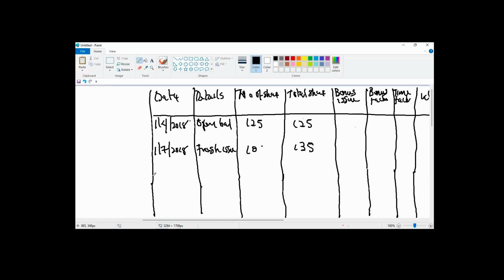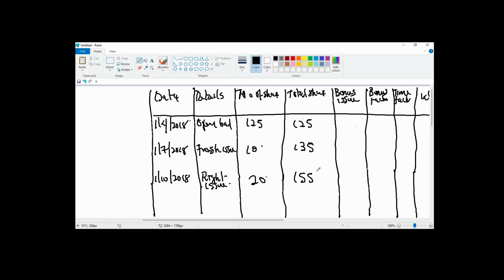I'll now calculate my bonus, my rights issue. I need what? Market price per share. Which day did they make the rights issue? The 20 million, the 1st of October 2018. I'll put the date, 1st October 2018. Rights issue. That is it. 20 million plus 135 will give me 155. That's all.